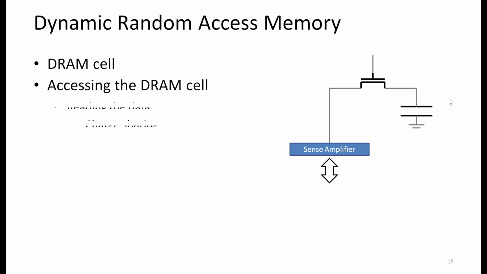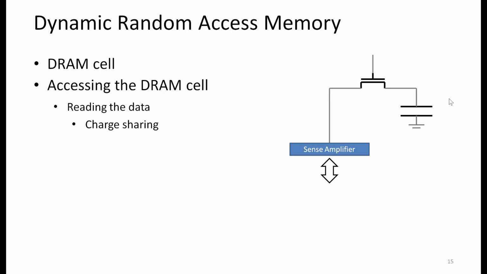Now how do we access this DRAM cell? We have our dear NMOS transistor. Again, the gate terminal is our control terminal. One end of this NMOS, let's say the source terminal, is connected to the capacitor and the drain is the other end. This drain terminal is connected to the sense amplifier, from where we read out the data.